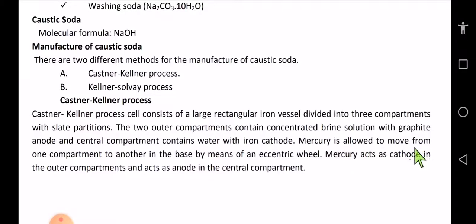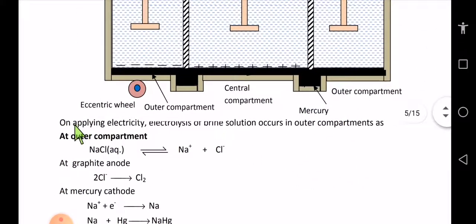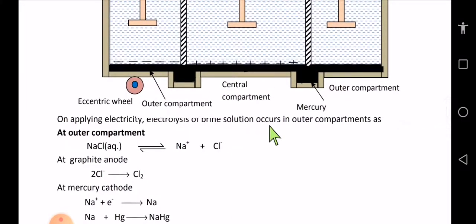Mercury is allowed to move from one compartment to another at the base by means of an eccentric wheel. Mercury acts as cathode in the outer compartments and acts as anode in the central compartment. When electricity is passed, electrolysis of brine solution occurs first in the outer compartments.